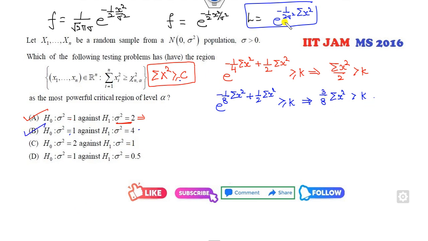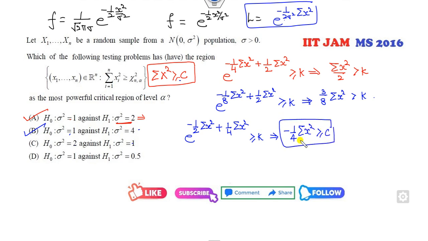Look at this one. When sigma square in h1 is 1, so it is minus half sigma x square plus for this one, so 1 over 4 summation x square which is greater than k. Take the logarithm, it is minus 1 over 4 x square is greater than c. So clearly, because of this negative, this expression becomes less than c. So this option is cancelled. Similarly, you can see this number is half of this, it's 0.5 and 1, again this option is cancelled.